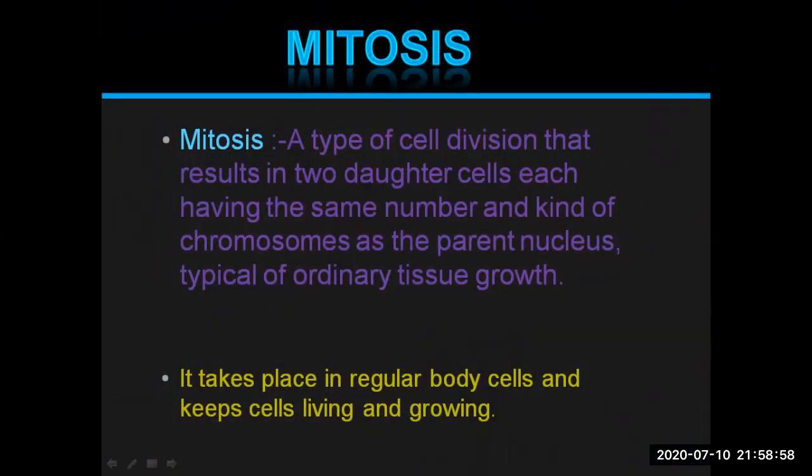Mitosis is a type of cell division that results in two daughter cells each having the same number and kind of chromosomes as the parent nucleus, typical of ordinary tissue growth. It takes place in regular body cells and keeps cells living and growing. It also helps in healing wounds.